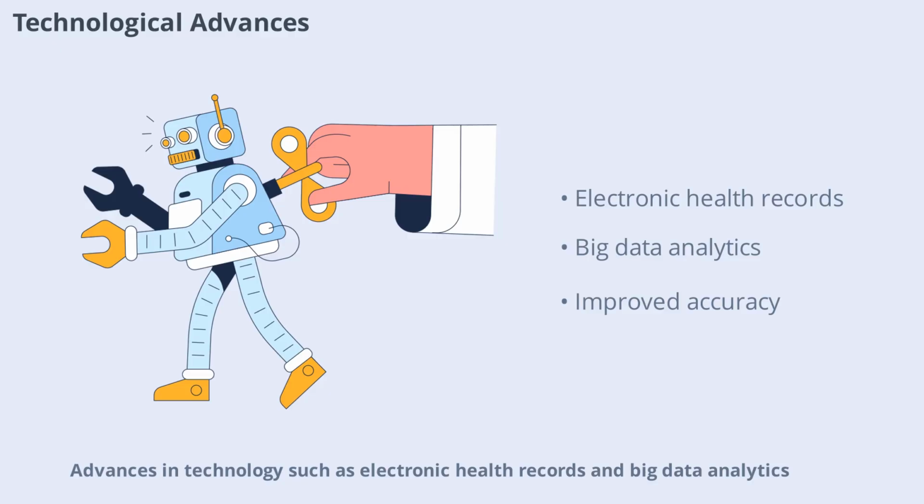Advances in technology such as electronic health records and big data analytics have transformed the way cohort and case control studies are conducted. These tools enable researchers to access larger datasets, improve data accuracy, and perform more sophisticated analyses. Embracing technology can enhance the efficiency and impact of observational research.